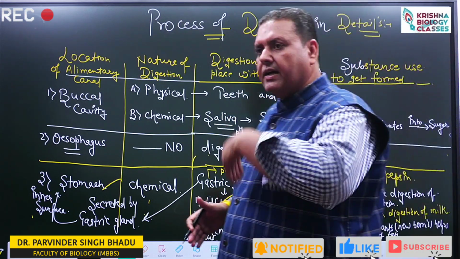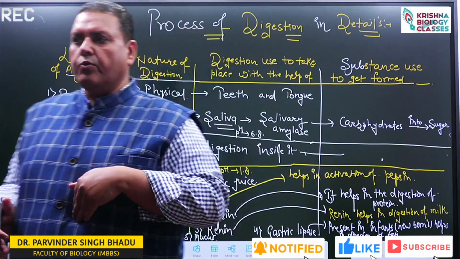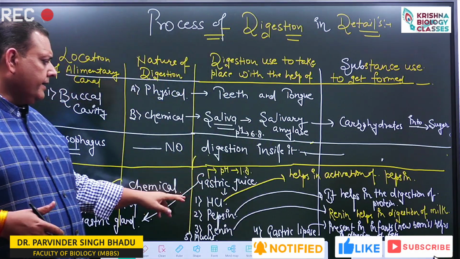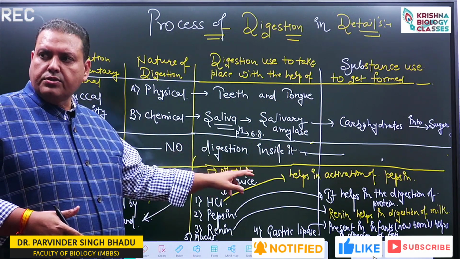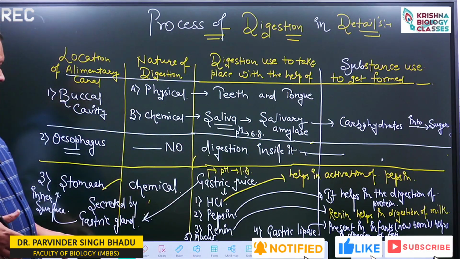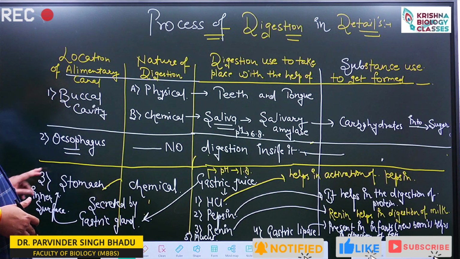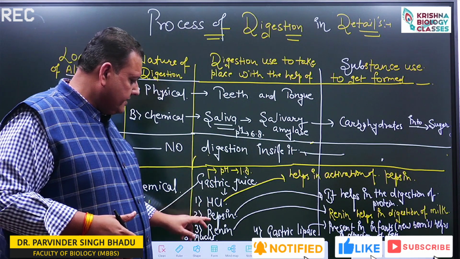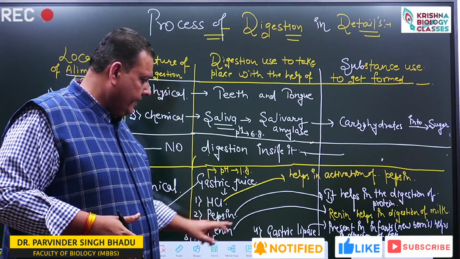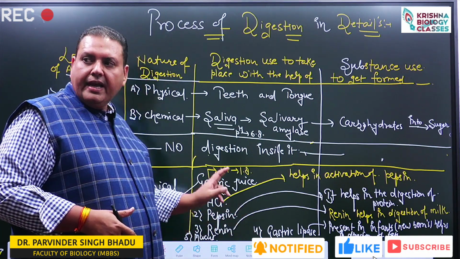When the food particles reach inside the stomach region, then gastric juice is secreted. The pH of the gastric juice is 1.8. It is secreted by the gastric gland. These glands are present on the inner surface of the stomach. It contains HCl, pepsin, renin, gastric lipase and mucus.